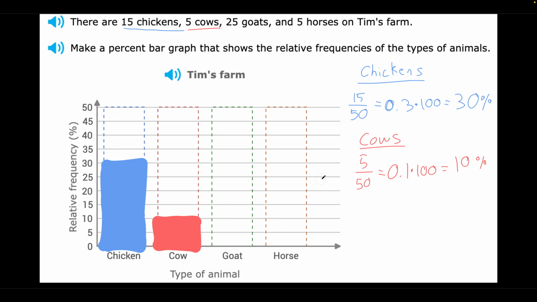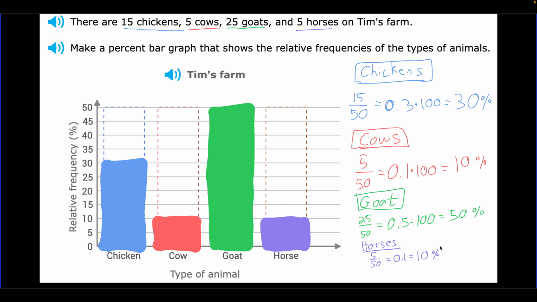All right, I'm going to quickly do the work for goats and horses here. Okay, here is the work for goats and horses. And I forgot to box this, there. And here is the graph.